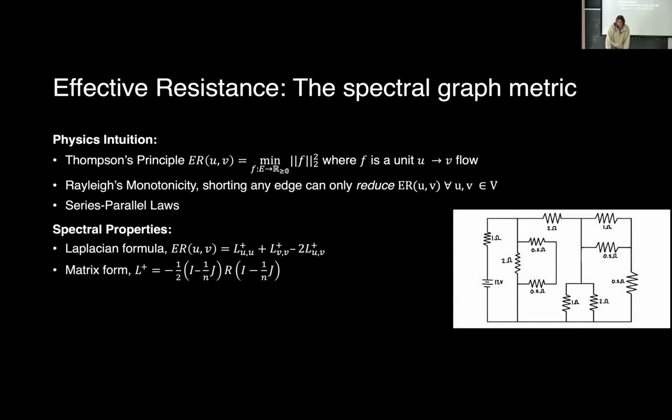We also have some nice spectral properties. So we get this Laplacian formula. We take the Moore-Penrose pseudo-inverse of the Laplacian, and we sum the diagonal entries and subtract off the off-diagonal entries. And this gives us the resistance between U and V.